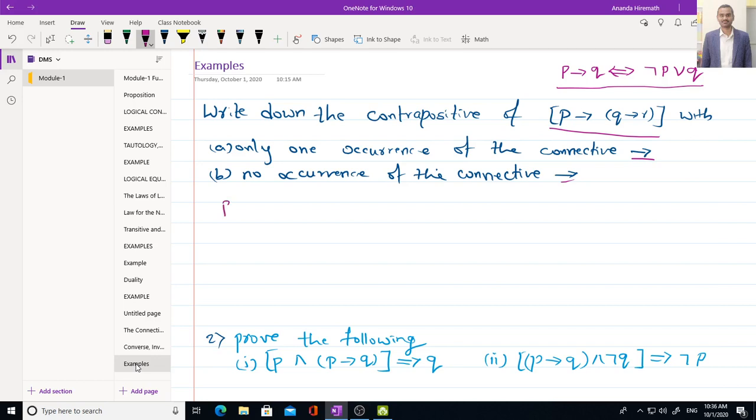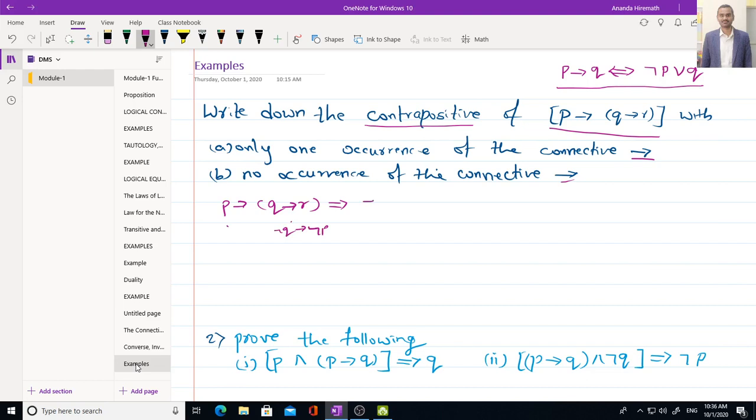So what is the given? P conditional, Q conditional R. Now we should write down the contrapositive of this statement. The contrapositive of this statement is nothing but, if it is P conditional Q, then it will be not Q conditional not P.